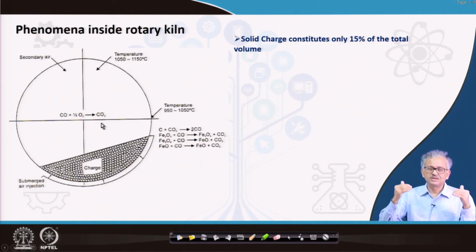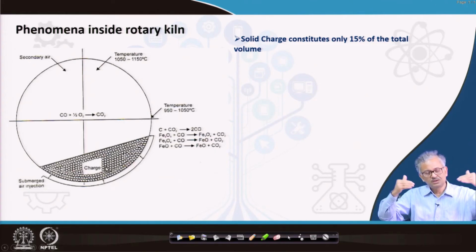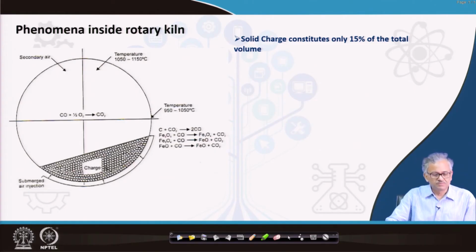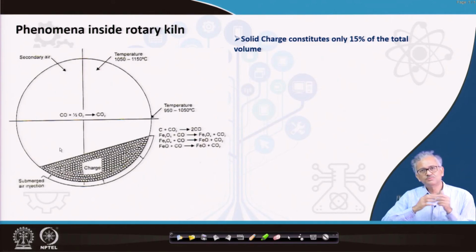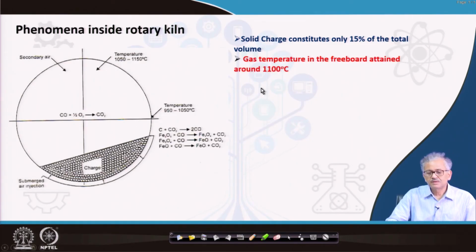In that case, metallization will also not be good, because heat transfer takes place not only from the surface to the solid, but also from the furnace to the solid. But if your charge is very large, your heating will not be very good, because the heat has to be transported from here to here, and to the core of the solid it has to penetrate. So if you take a higher amount of solid, the core of the solid may not get sufficient heat. So metallization will not be high.